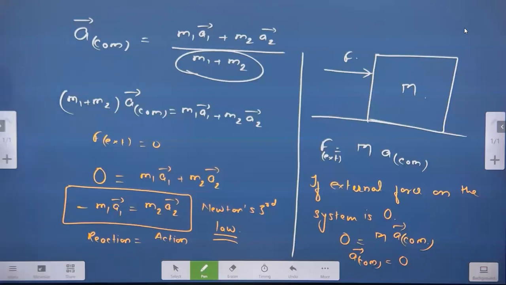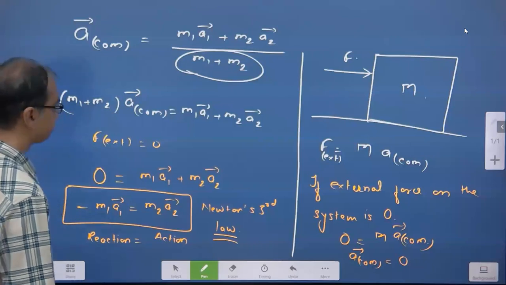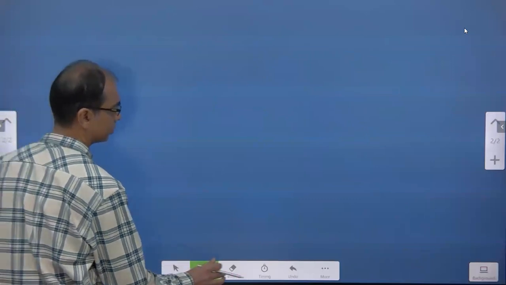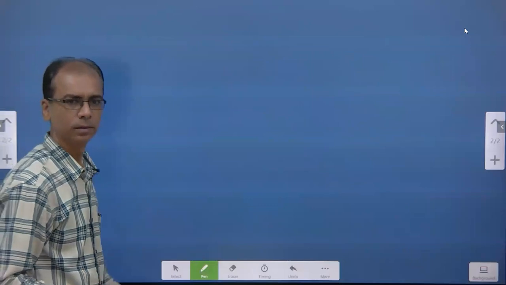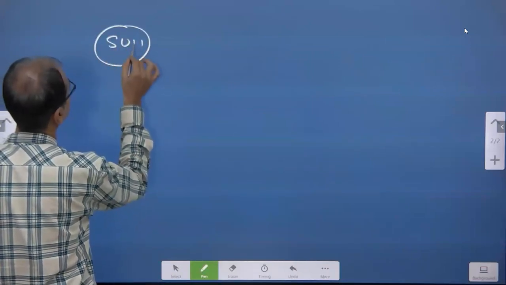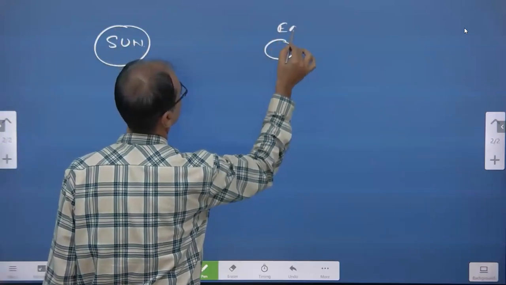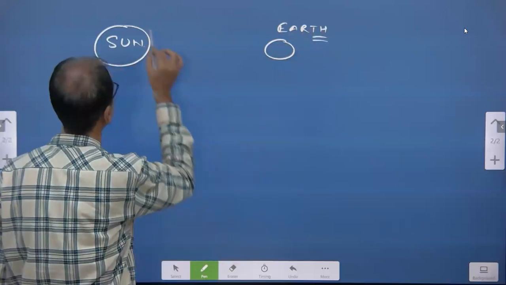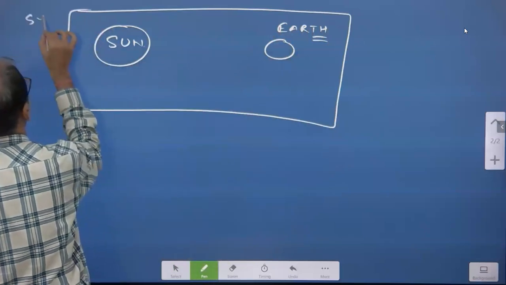Yes, sir. Okay. Let's take another example. A few more examples of this one. Now, suppose we have two planets, the Sun and the Earth. The Sun is here and Earth is here. This is my system.